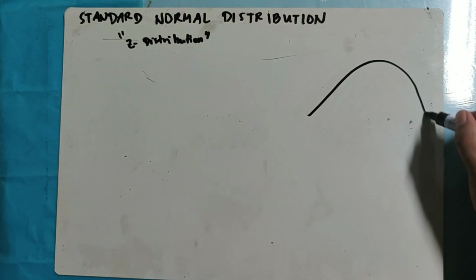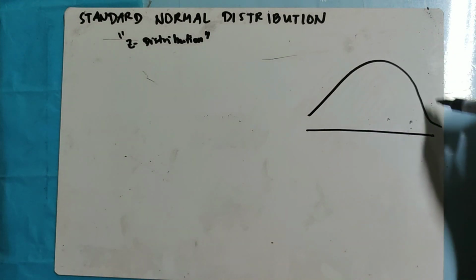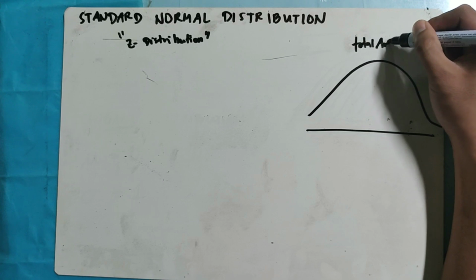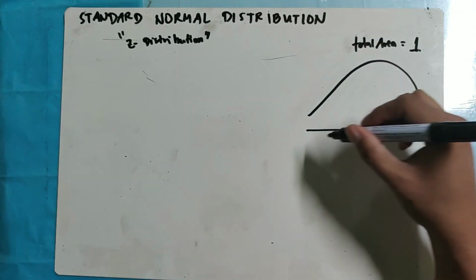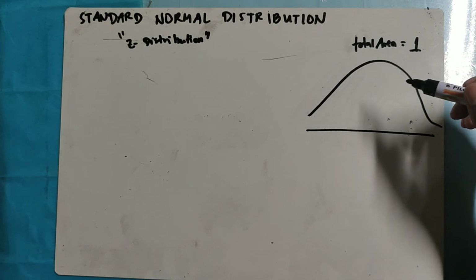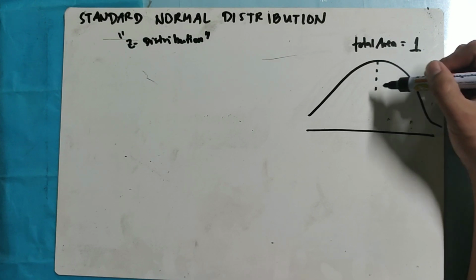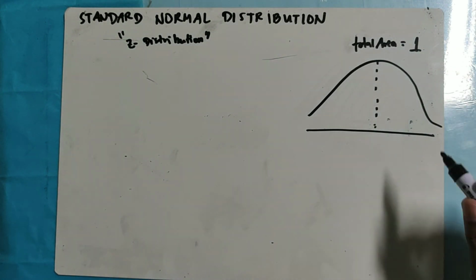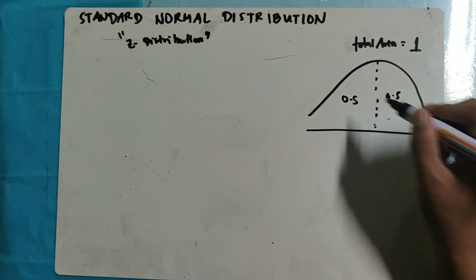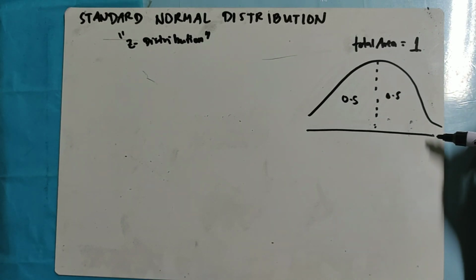When we say normal distribution, it has three properties. First, we have the bell-shaped curve. Second, the total area is 1. And the third one is symmetrical. So, ibig sabihin, since the total area is 1, kapag ginahati natin ito sa gitna, it will be divided into two equal parts. This is 0.5 and this is 0.5 since the total area under this normal curve is 1.